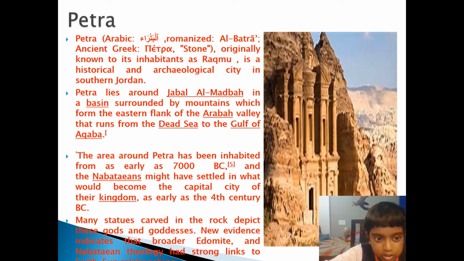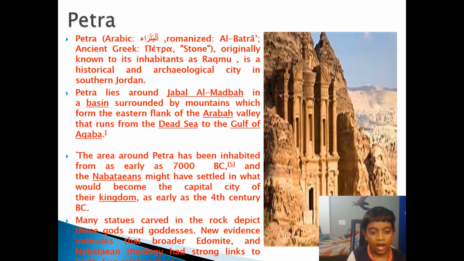Petra, originally known to its inhabitants as Rakum, is a historical and archaeological city in southern Jordan, friends. It's in southern Jordan. Petra lies around the Jabal al-Madha in a basin surrounded by mountains which form the eastern flank of the Arabah Valley that runs from the Dead Sea to the Gulf of Aqaba.